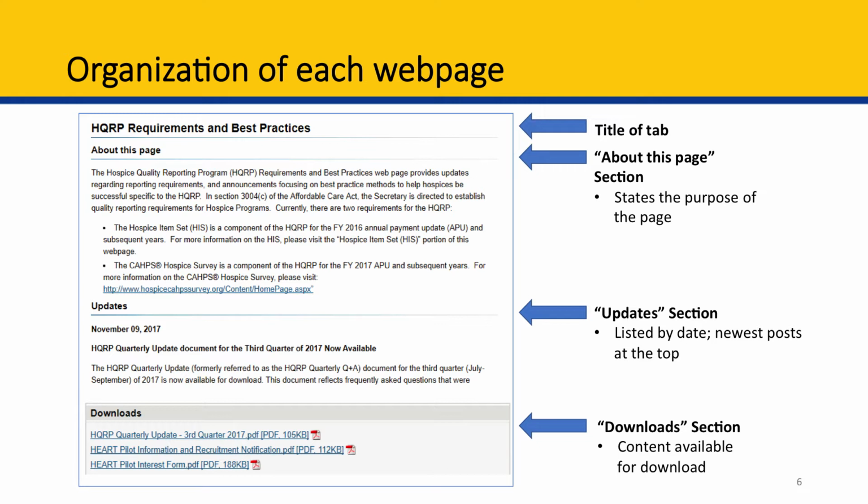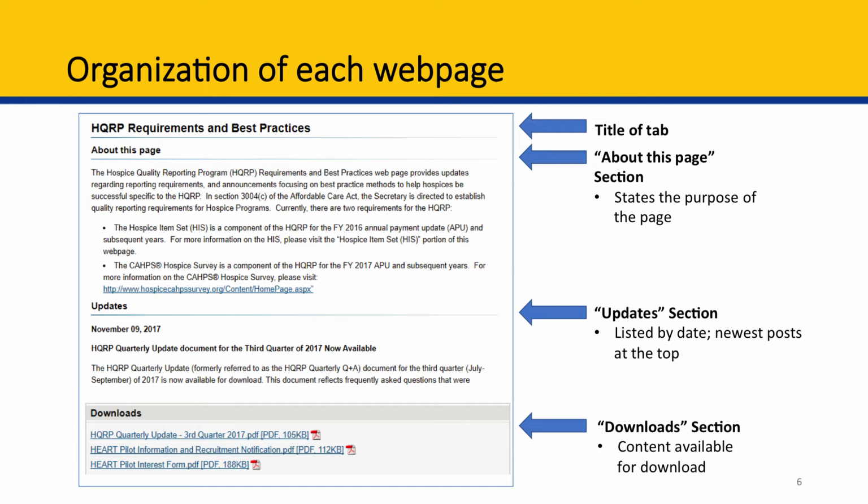All tabs start with the title of the tab at the top. In this example, we're looking at the HQRP Requirements and Best Practices tab. Typically, each tab will then have an About This Page description, which states the purpose of the tab and outlines the content it contains. If you're not sure whether you're on the right tab, read this description first and see if it fits your needs.